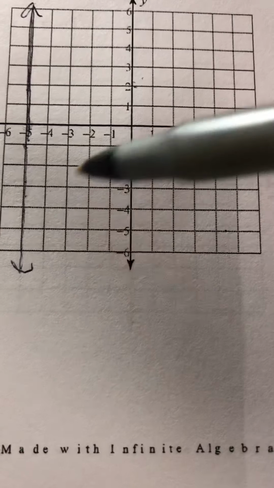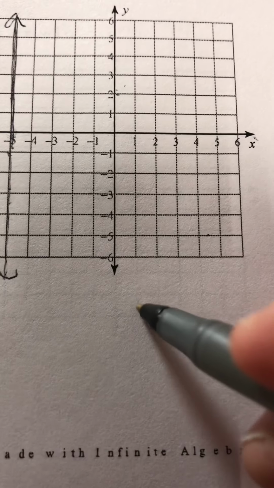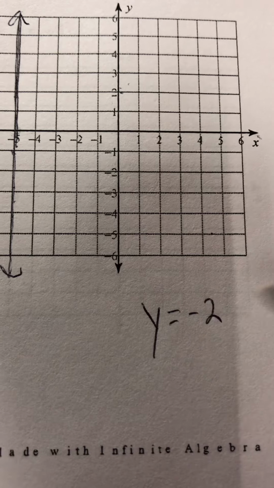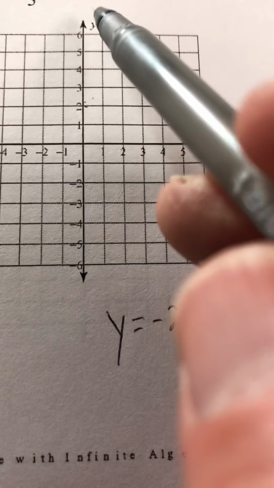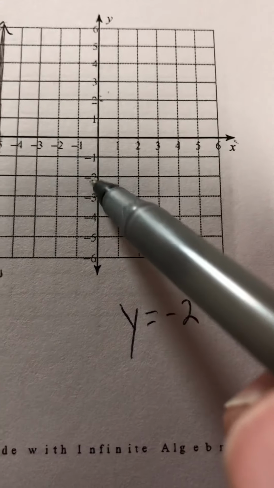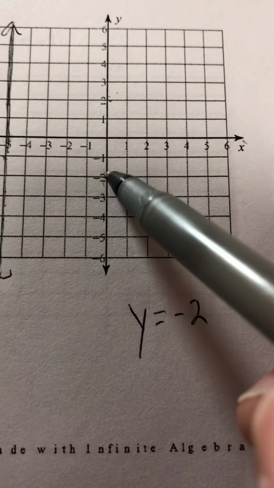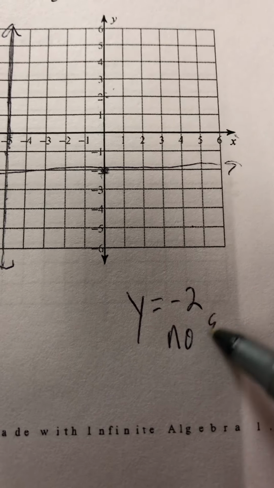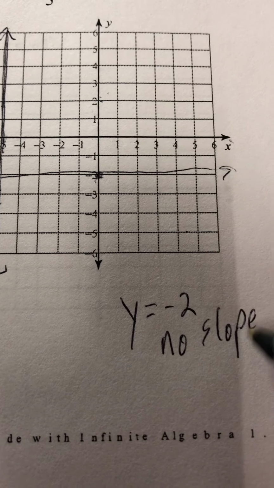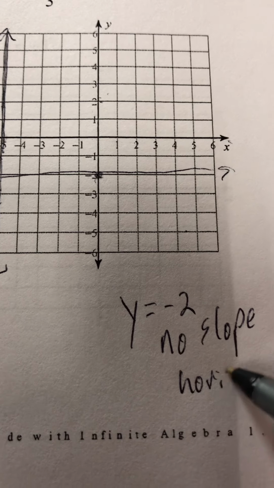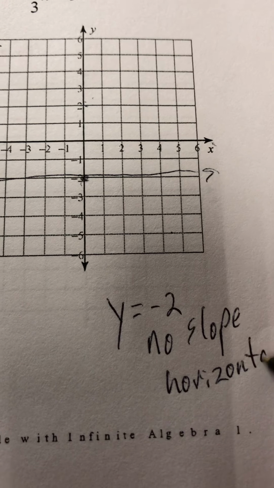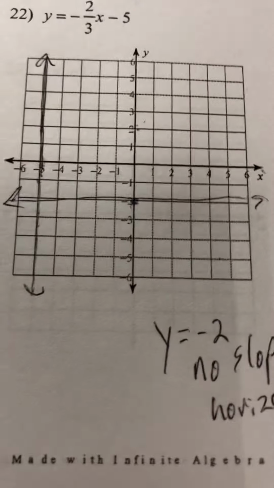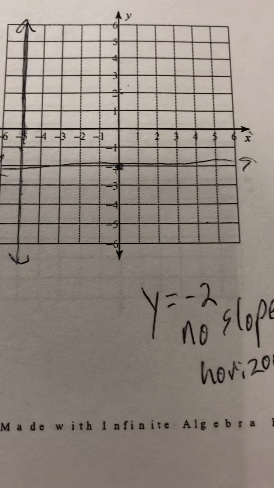It's called undefined. Sometimes you'll see something like y equals negative 2. We go to the y-axis, and we go to negative 2, and we just draw a line like this. This is called no slope. And that's a horizontal line. Just so you've seen it, because you'll see it a lot more in the near future.